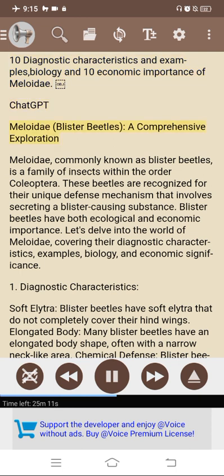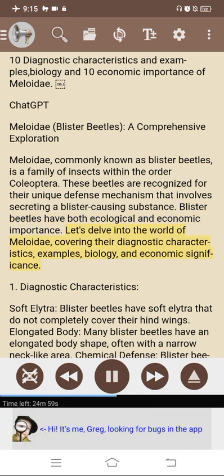ChatGPT. Meloidae blister beetles, a comprehensive exploration. Meloidae, commonly known as blister beetles, is a family of insects within the order Coleoptera. These beetles are recognized for their unique defense mechanism that involves secreting a blister-causing substance. Blister beetles have both ecological and economic importance. Let's delve into the world of Meloidae, covering their diagnostic characteristics, examples, biology, and economic significance.